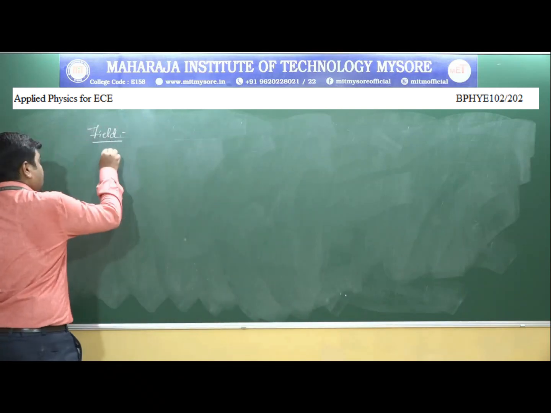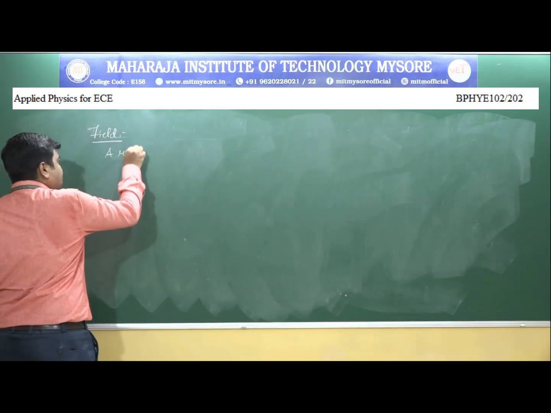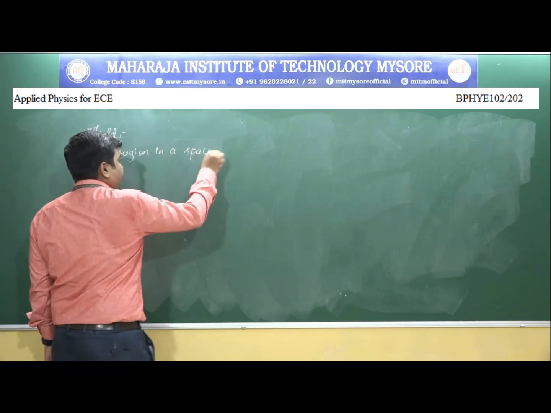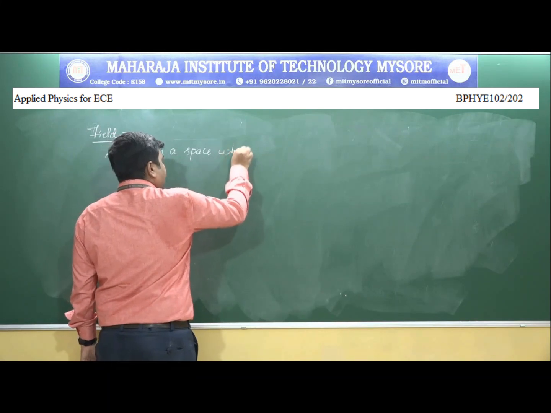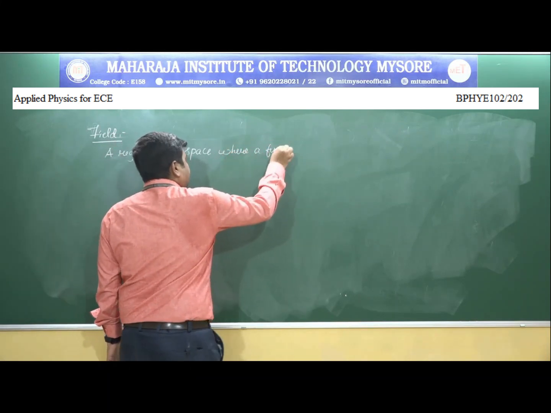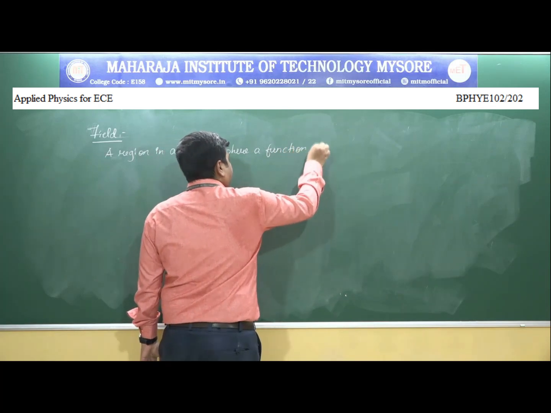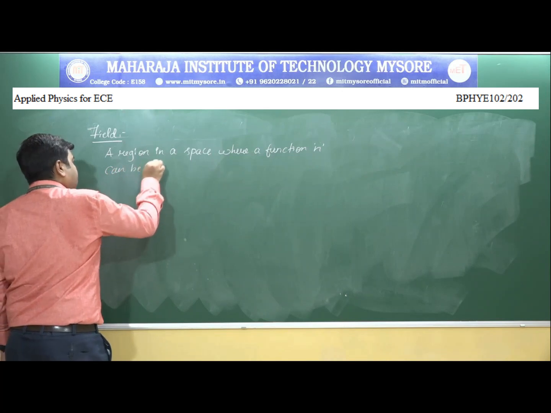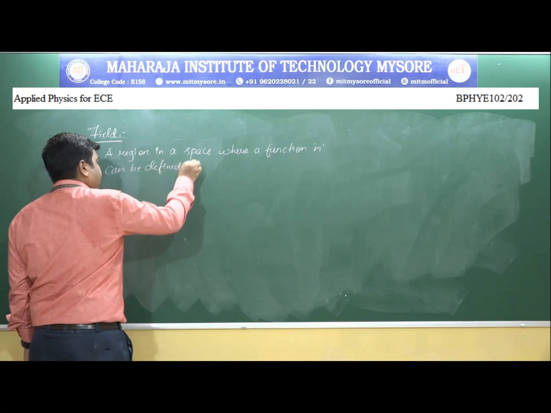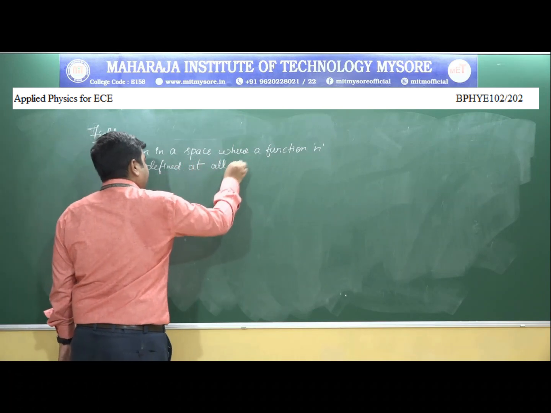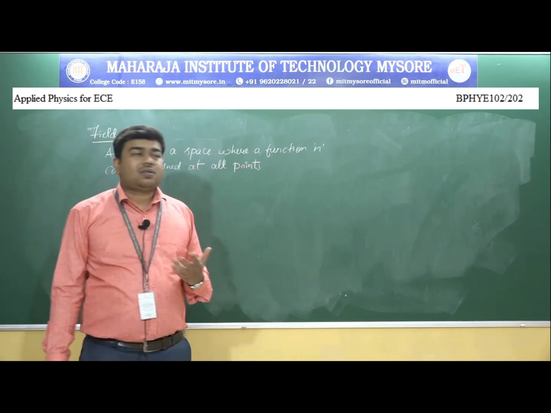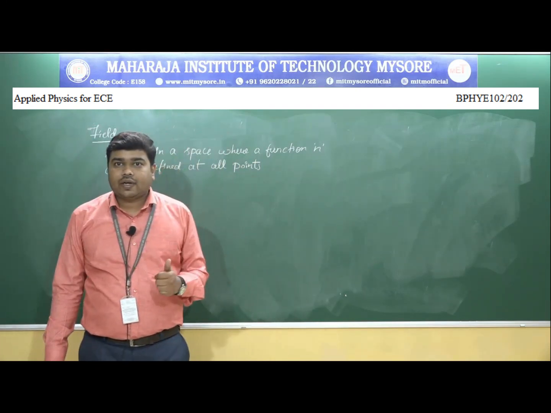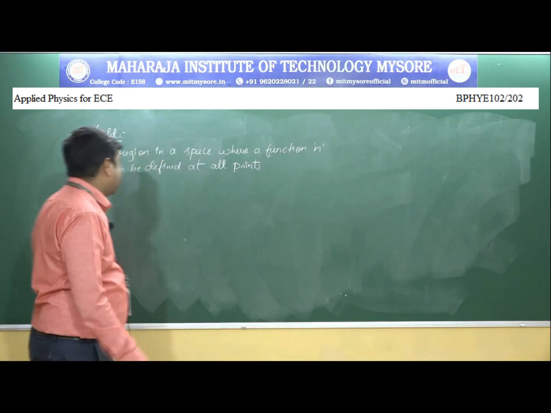So we define a field as a region in a space where a function n can be defined at all points. Now based on this, we have to define two kinds of field. One is called a scalar field and one is called the vector field. Now we will start with what is meant by a scalar field.